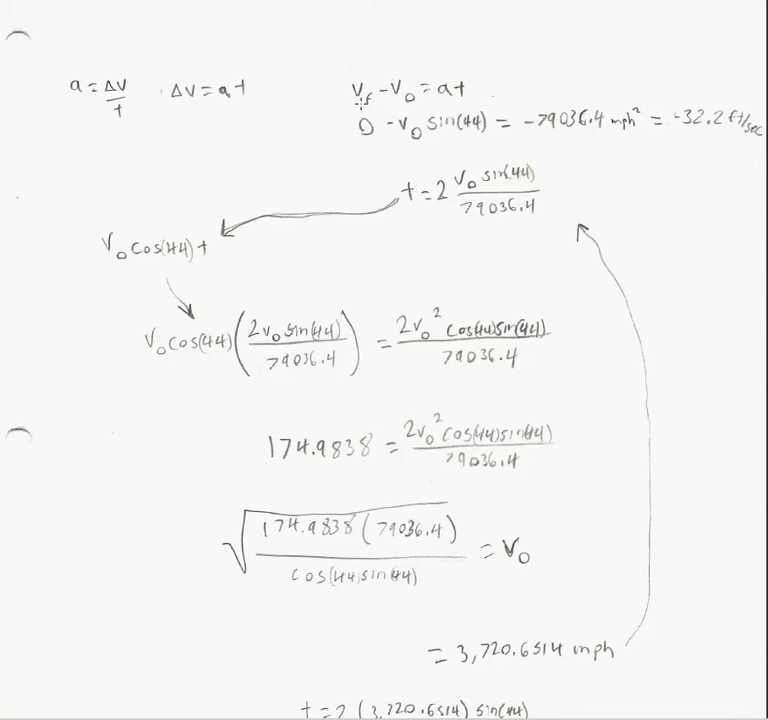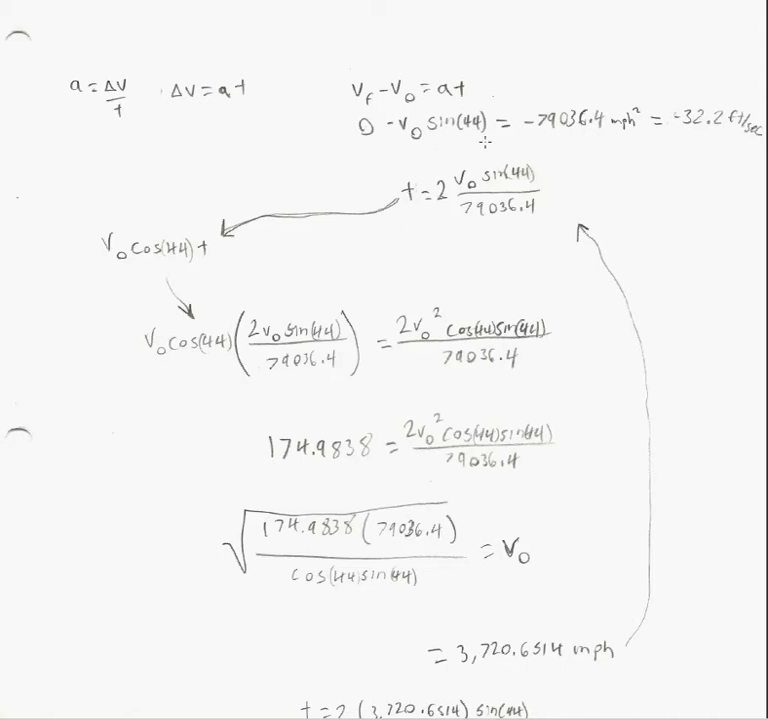Well, our change in velocity here, we have our final velocity minus our initial velocity. Well, our final velocity is just 0, minus the initial velocity times sine 44, and that all equals, because this is our gravitational constant, negative 32.2 feet per second. This is negative 79,036.4 miles per hour squared. It's the same thing, just rescaled.